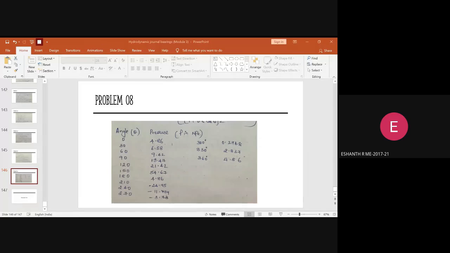Ma'am, will they give the data handbook in the exam? If needed, it could be given. It is not like the data handbook will not be given. In that you can refer to the equations. The data handbook could be used.